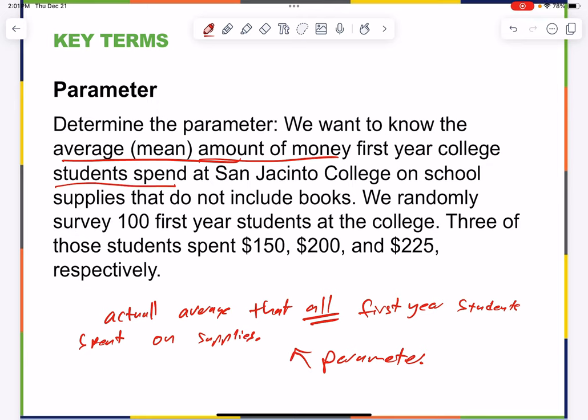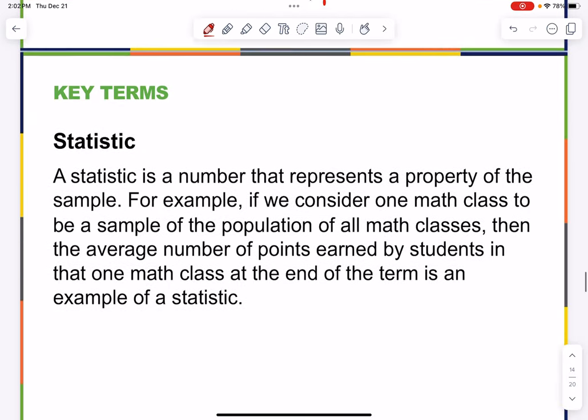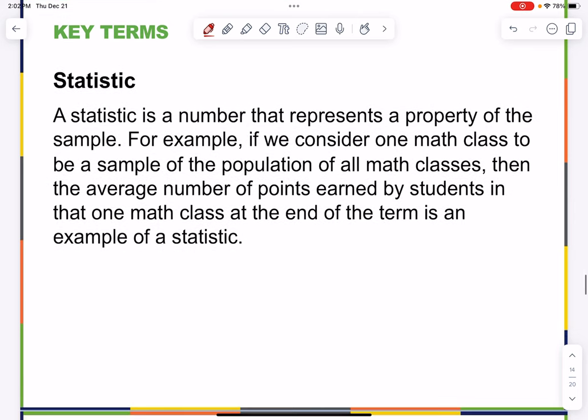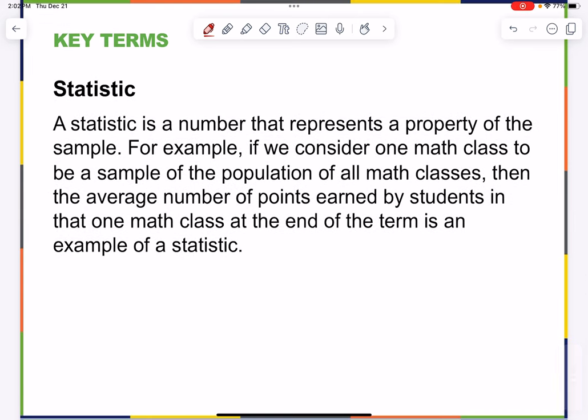Now, do we know that? No, we don't know this parameter. Can we compute it? No. It's too hard. There are too many people we'd have to get. So it's very difficult to come up with the parameter.